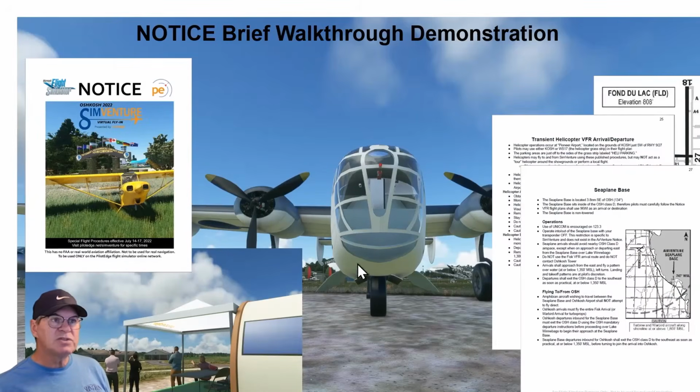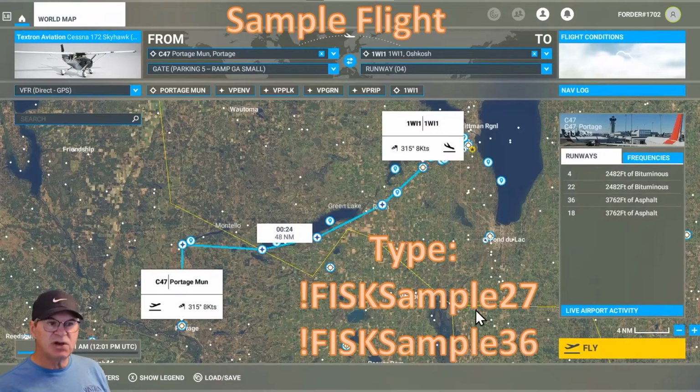All right, the notice brief walkthrough demonstration. Let's just talk about some of these things now. I forgot to take these out of here. These were in our chat for Twitch, so you can't see those, but I'll do live samples right now. I'll do a live sample 36 landing. I'll do a live sample 27 FISK approach.